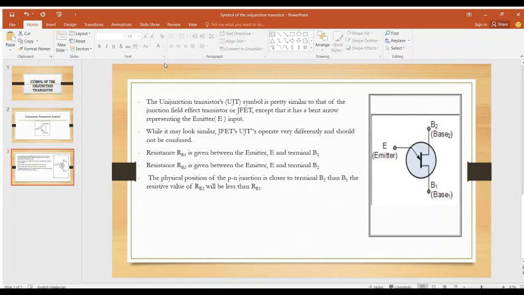I will be explaining further. The resistance RB1 is given between the emitter E and terminal B1. The resistance RB2 is given between the emitter E and terminal B2. It's the opposite. And lastly, the physical position of the PN junction is closer to terminal B2 than B1, making the resistive value of RB2 less than RB1.